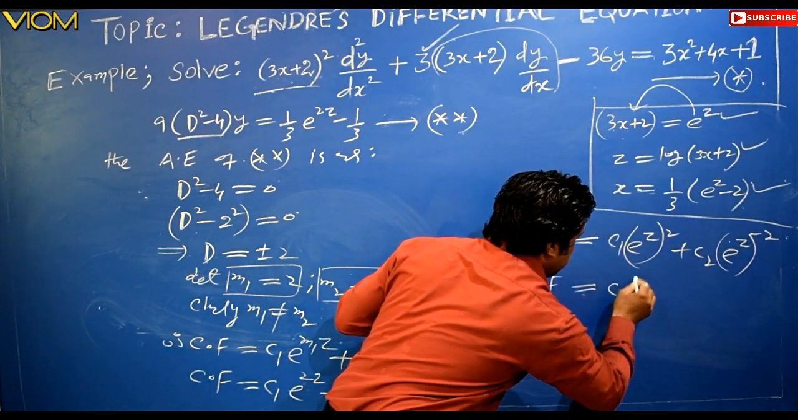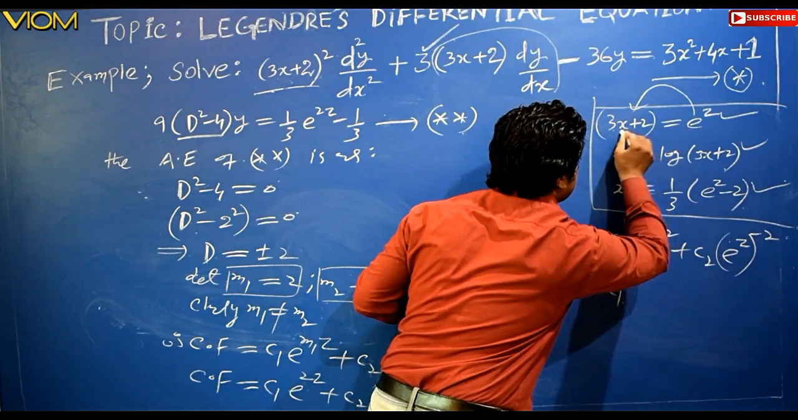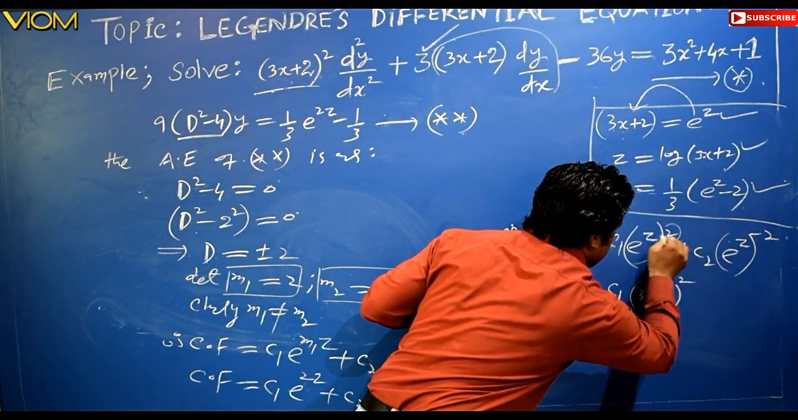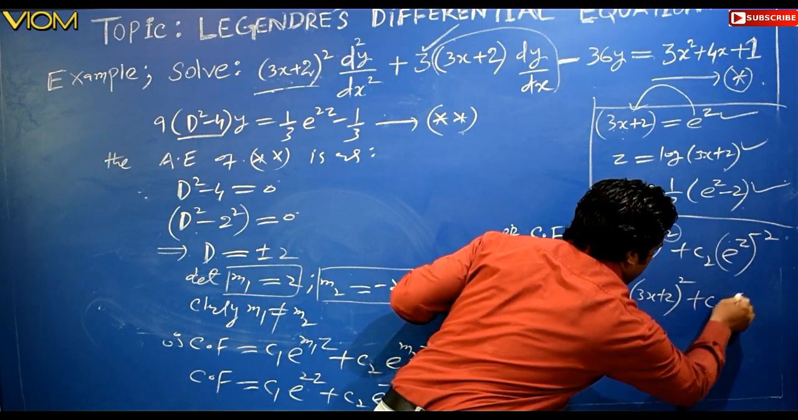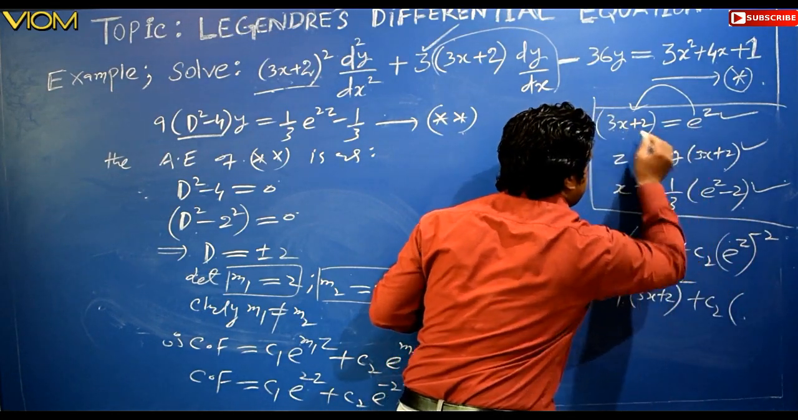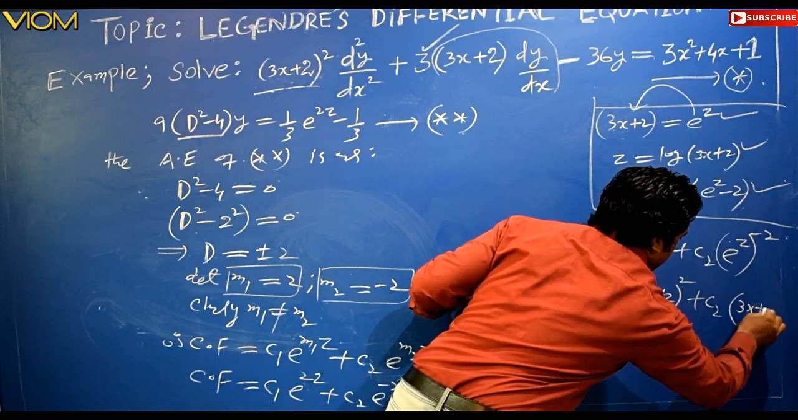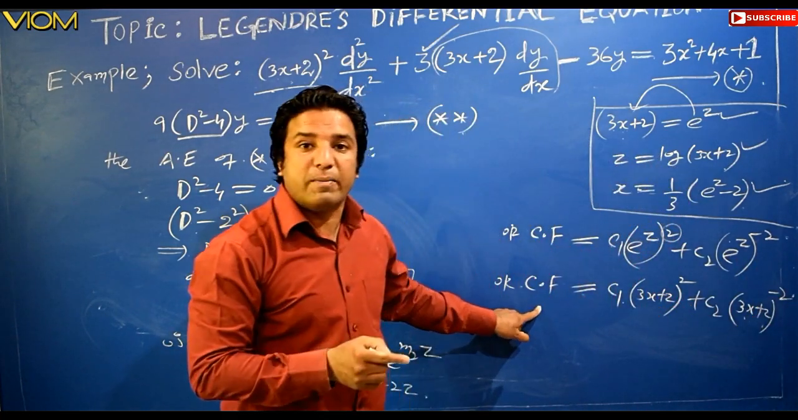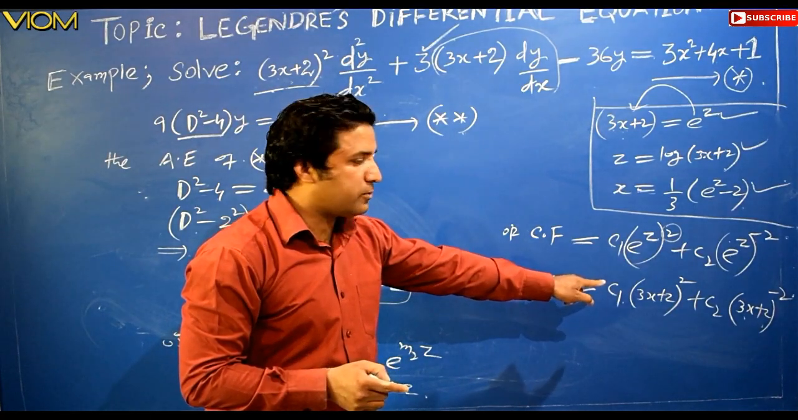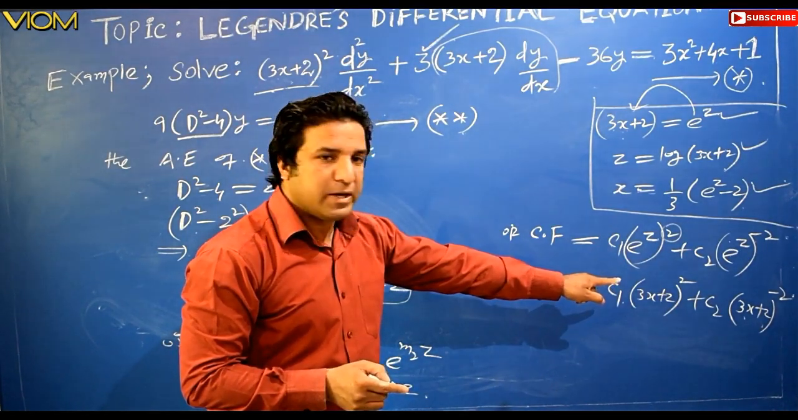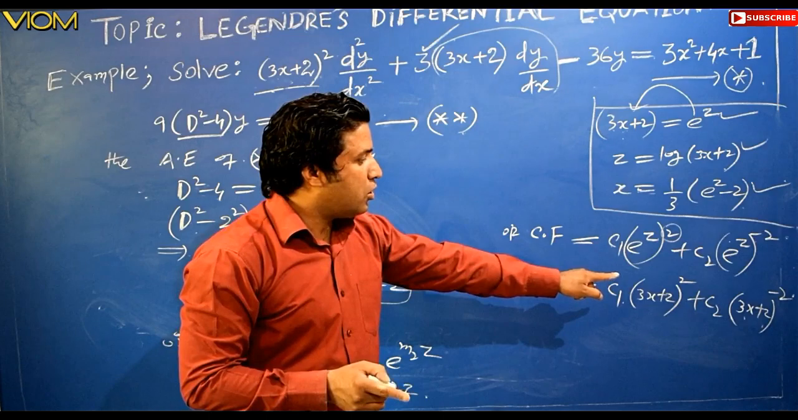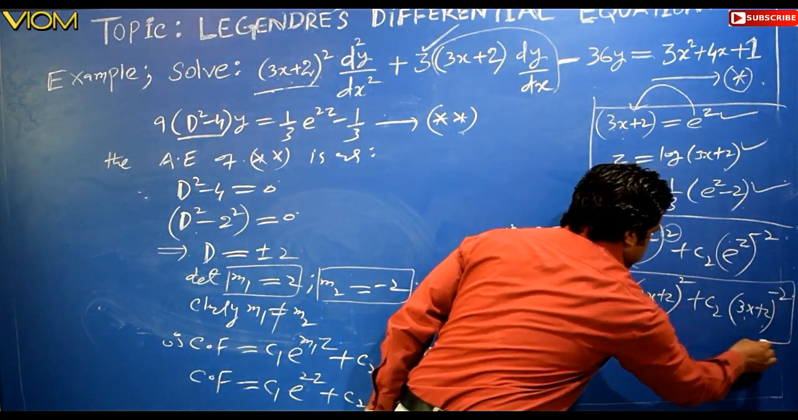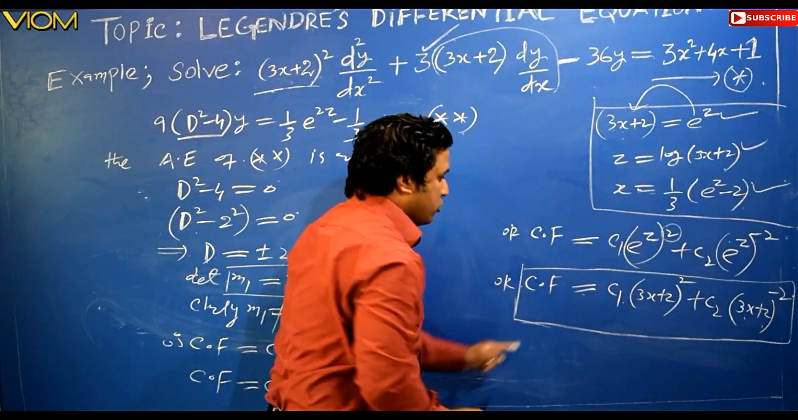This is c1 (e^z)², where e^z is 3x + 2, so (3x + 2)² as it is, plus c2 where e^z is again (3x + 2) raised to the power −2. Now you find this complementary function is c1 (3x + 2)² + c2 (3x + 2)^(−2). This is the complementary function. We will use this concept. You just take this box as it is.